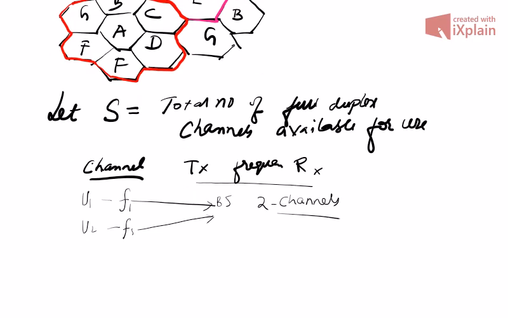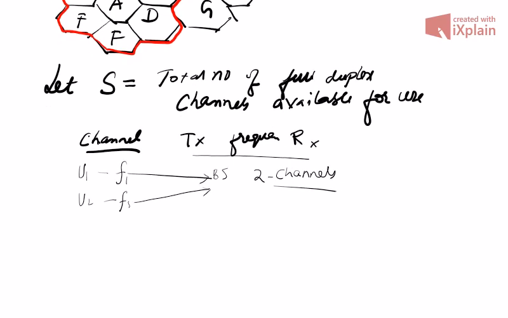And what does full duplex channel mean? Duplex means that, see, we have to communicate from mobile to base station as well as from base station to mobile. So 2 frequencies will be allocated. One for uplink, we call this uplink. Uplink means from mobile to base station, and one for downlink, from base station to mobile. So S is now the total number of channels. Actually, it means the total number of frequencies available.